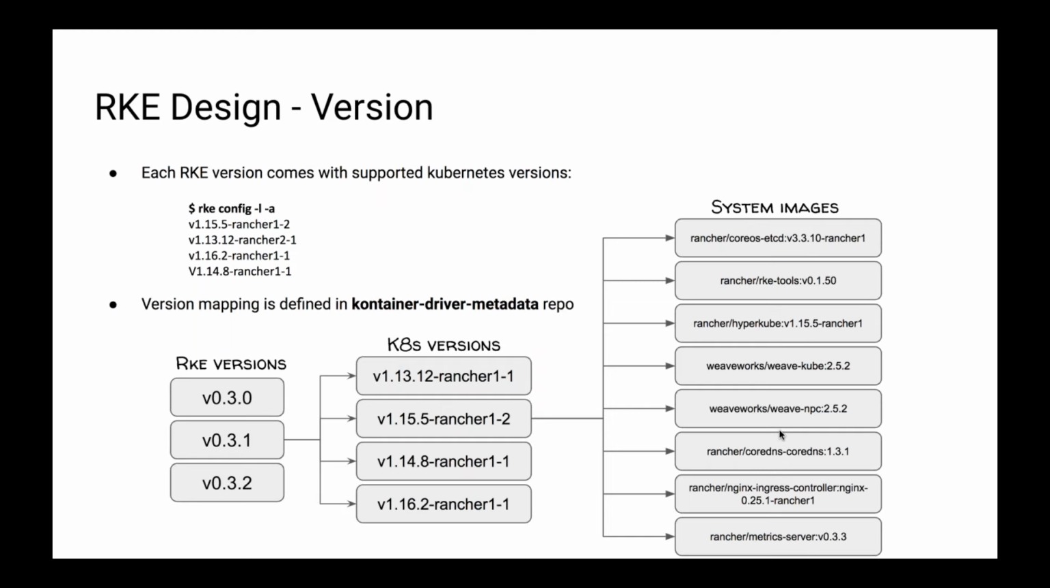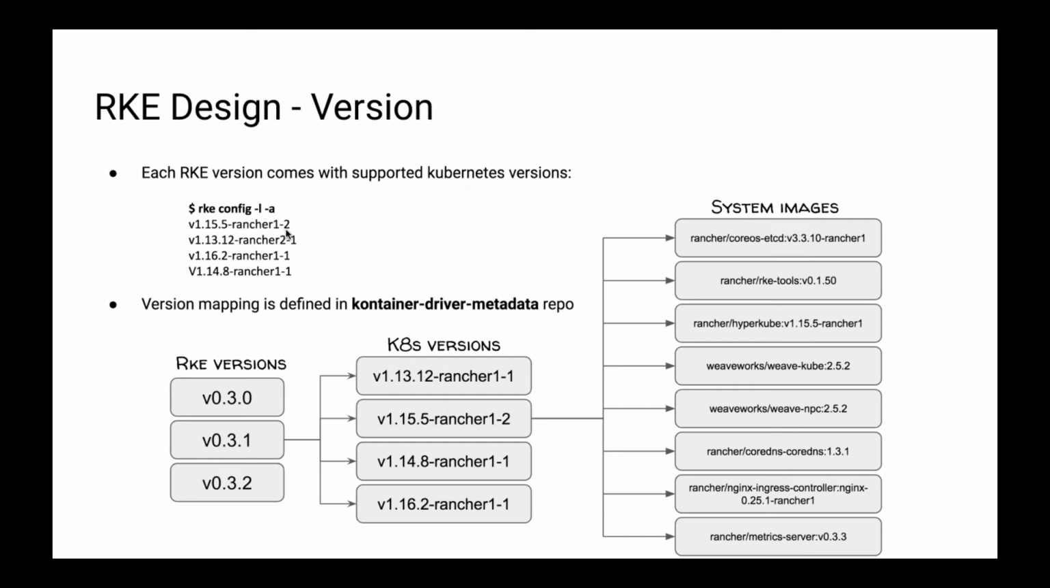So how is this actually mapped? It's mapped in a repo called kontainer-driver-metadata. This repository maps different RKE versions with Kubernetes versions and with system image versions. It's also open source. You can check it out and see how the mapping works inside each RKE version. But basically, if you want to know quickly what version you want to use, you can use the command rke config -l -a, which is an abbreviation for list versions in all modes. You can see the Kubernetes versions that are being supported.